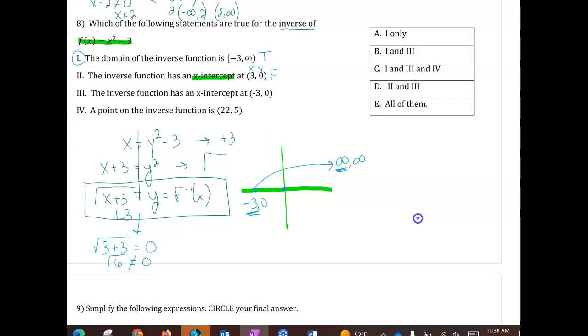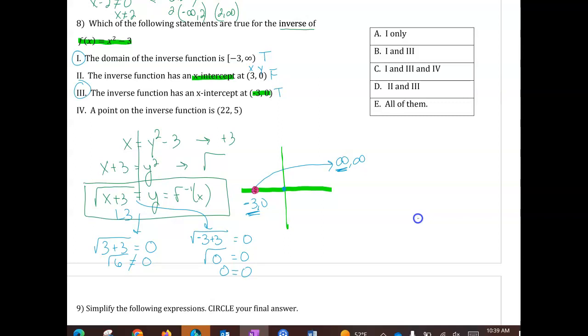Next question, the inverse function has an x-intercept at (-3, 0). Well, I can see that. It's right here. But if you couldn't see that, again, I could take this x being -3 and y being 0, put it in the inverse function. So -3 in for x, 0 in for y. And as it turns out, yes, this one would work. This one is true.